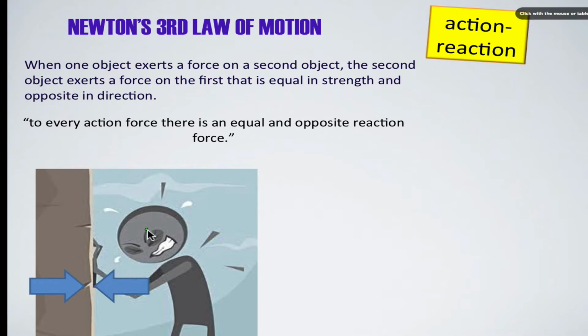Just like this person right here. So if you push on a wall, you're applying a force on that wall, but the wall is also applying a force back onto your hands. And so in this case, the action force might be you applying a force to the wall, and then the reaction force might be the wall applying in the opposite direction.